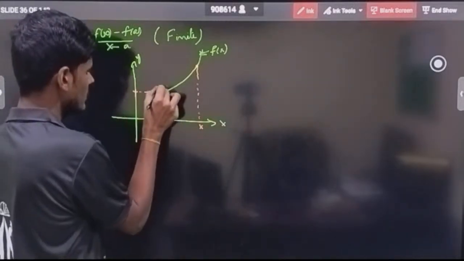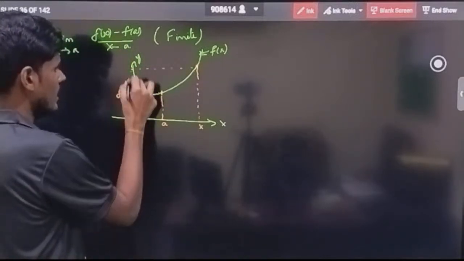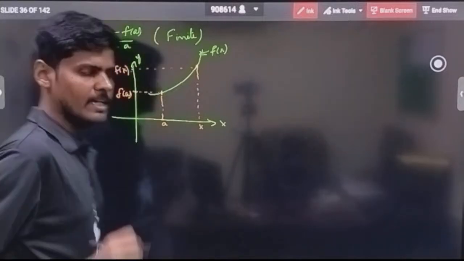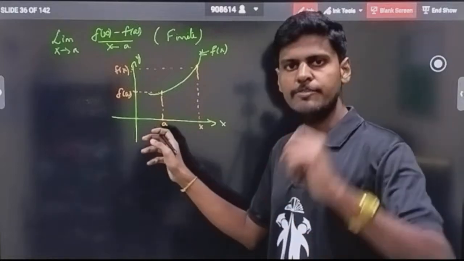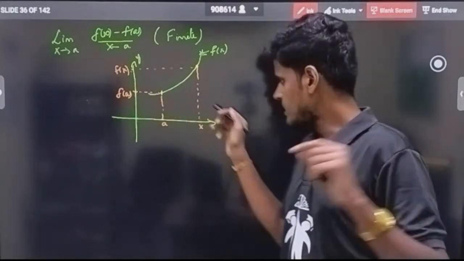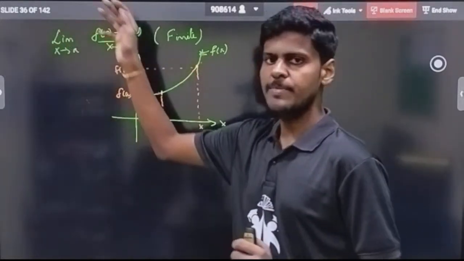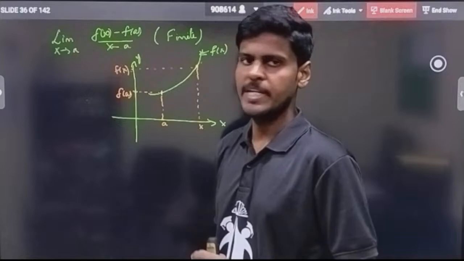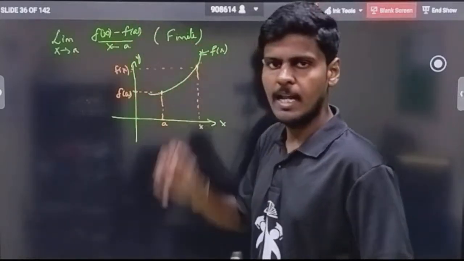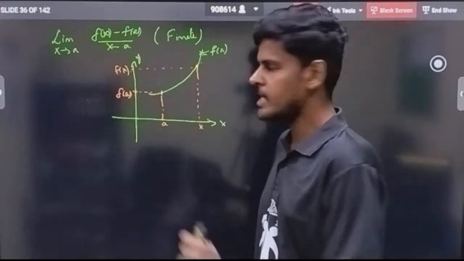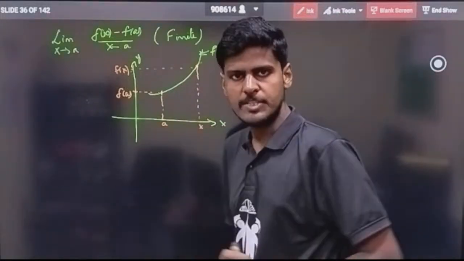These two values of y will be f of a and f of x. This is easy to understand. At the point a, the function value will be f of a. At the point x, its function value will be f of x. Now, forget about the limit, what does this term mean? F of x is this y value, f of a is another y value. F of x minus f of a is nothing but the difference in y. And x minus a gives the difference in x.